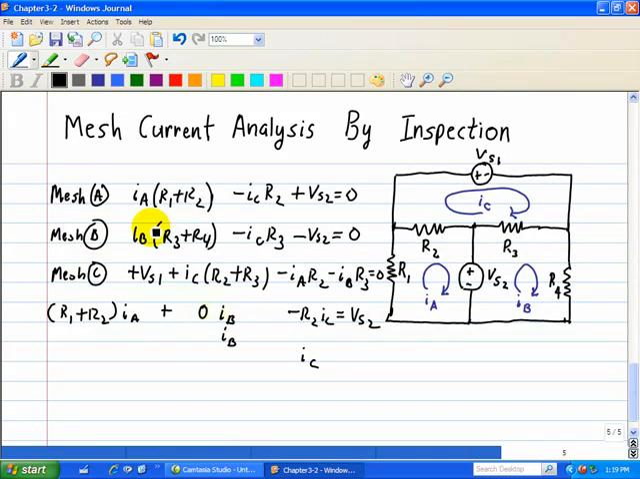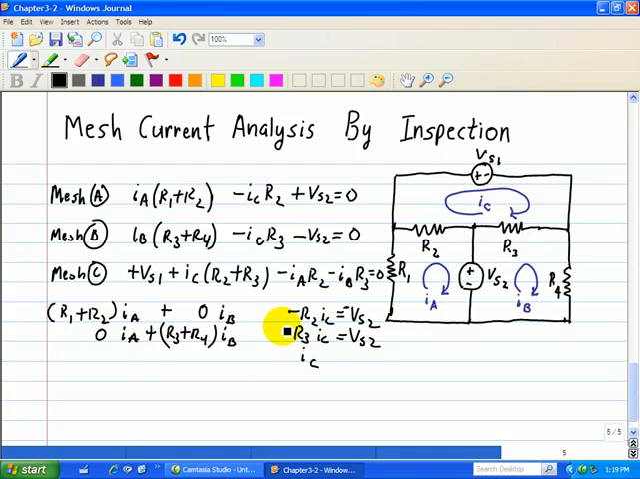Now for mesh B, we have R3 plus R4. We have a minus R3 for IC, so that's a minus R3 IC. And then we have a positive VS2. This is a negative VS2 in the first equation, and this is a positive VS2 in the second equation. And we have 0 IA.